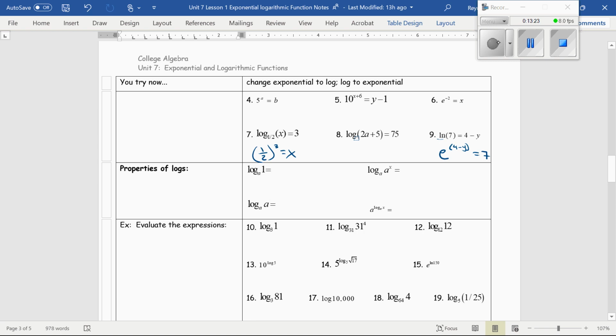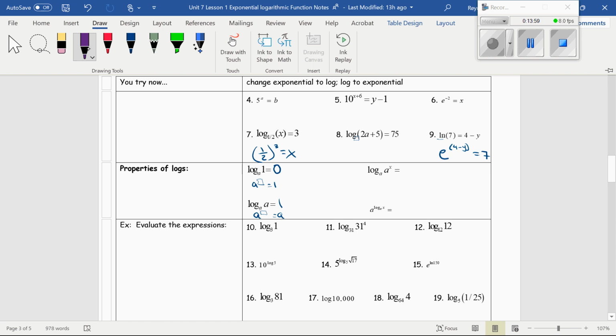Now, properties of logs. Make sure you pay special attention to these. Remember, a log is an exponent, so when we're looking at these properties of logs, we want to consider what this means. This would mean a to what power is equal to 1? We want to know what goes here, and that would be 0. Anything to the 0 power equals 1. Same thing here. This means a to what power would equal a. If the base and what you're taking the log of match, then it's always 1 as your answer.